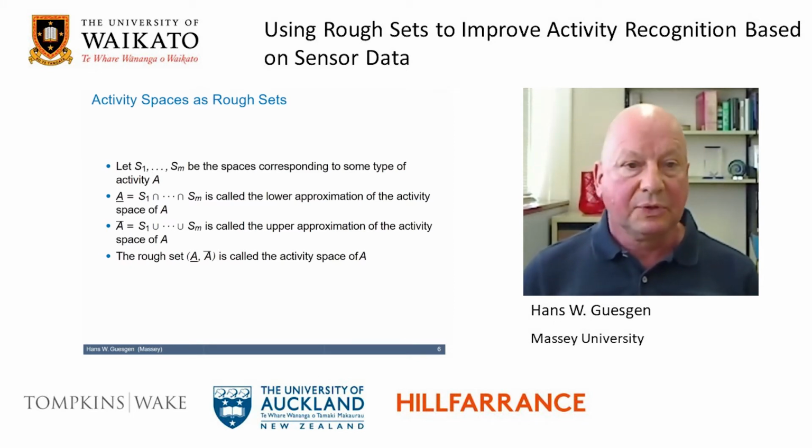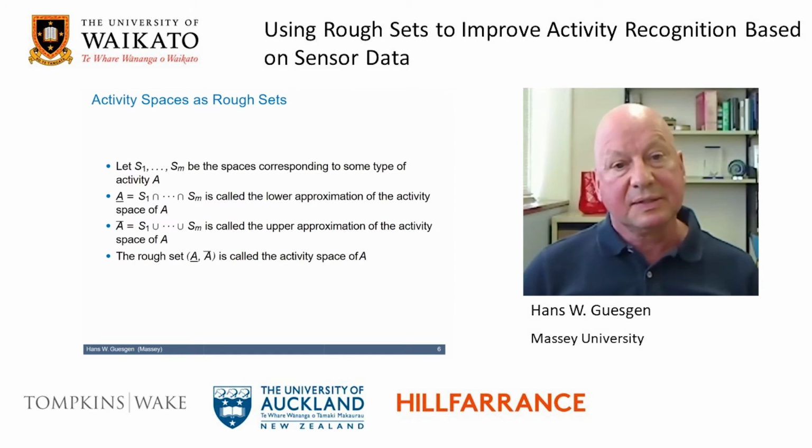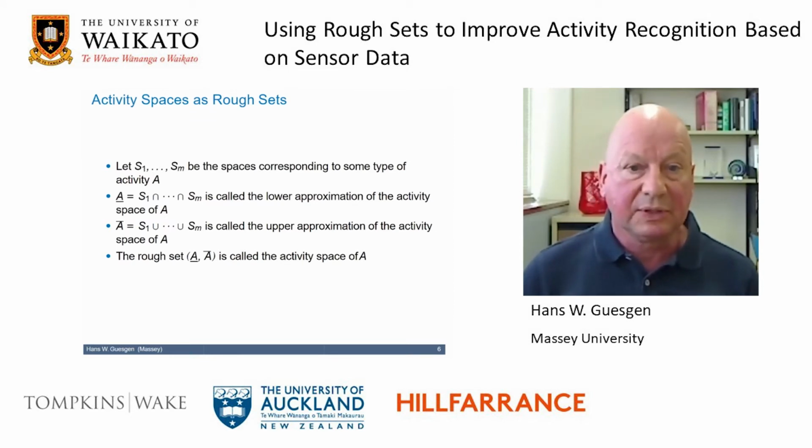Let's assume we observe a set of activities of a particular type of activity. Then each of these activities corresponds to a particular set of sensors, S1 through Sm. When we intersect all these sets, we get the set of sensors that occurs in all of the instances, and we call it the lower approximation of the activity space. And if we compute the union, we get the upper approximation of the activity space. So the rough set consisting of the lower approximation and the upper approximation is called the activity space, and it gives us some indication of what space a particular type of activity corresponds to.